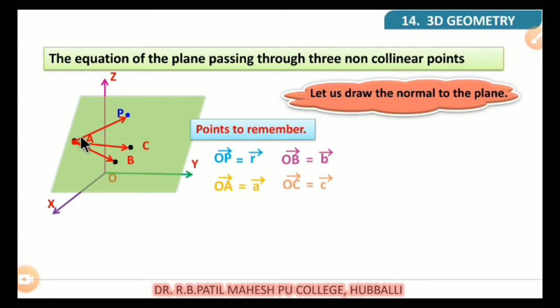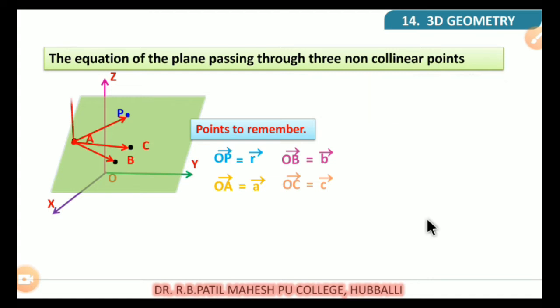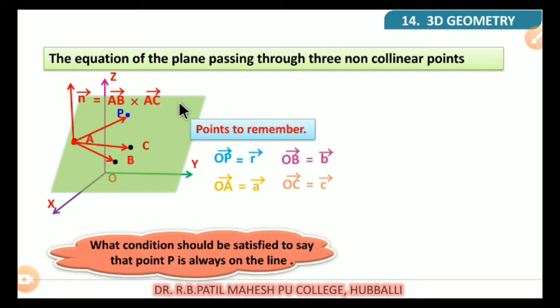AP, AB and AC are the vectors on the plane here. These vectors are perpendicular to the normal vector. So this is the normal vector, which is perpendicular to the plane as well as perpendicular to the vectors AB, AC and AP. So this vector can be taken as n vector, which is perpendicular to AB and AC vector. Therefore n vector can be written as AB cross AC, because it is perpendicular to both AB and AC vector.